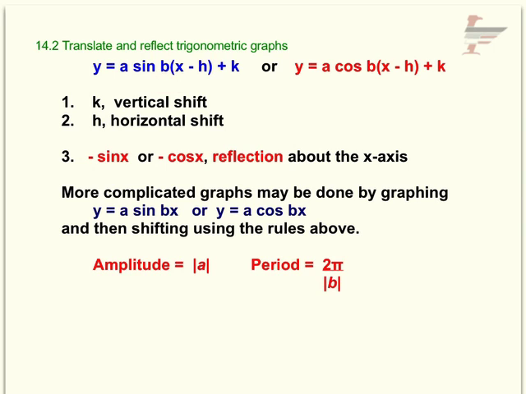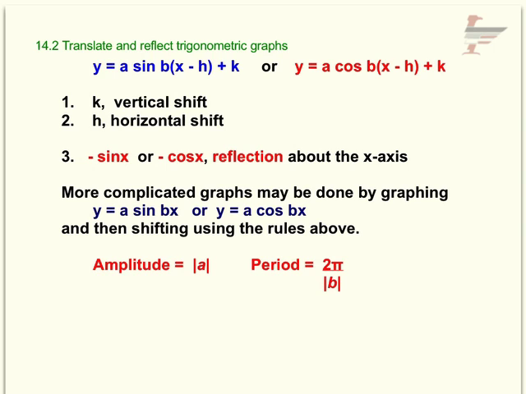The B that's in front of the X, whether it's inside the parenthesis or outside the parenthesis, does not matter. That's still going to help you calculate your period. But then, of course, you notice the H and the K. So you're going to have horizontal and vertical shifts. So K is your vertical shift. H is your horizontal shift, and you should be very familiar with that.